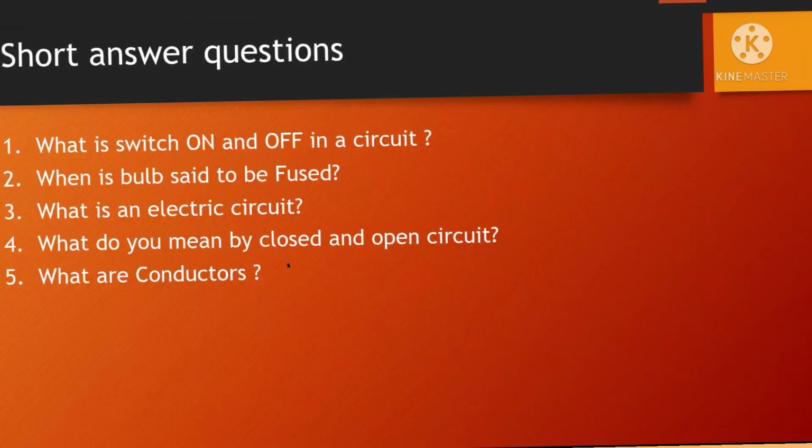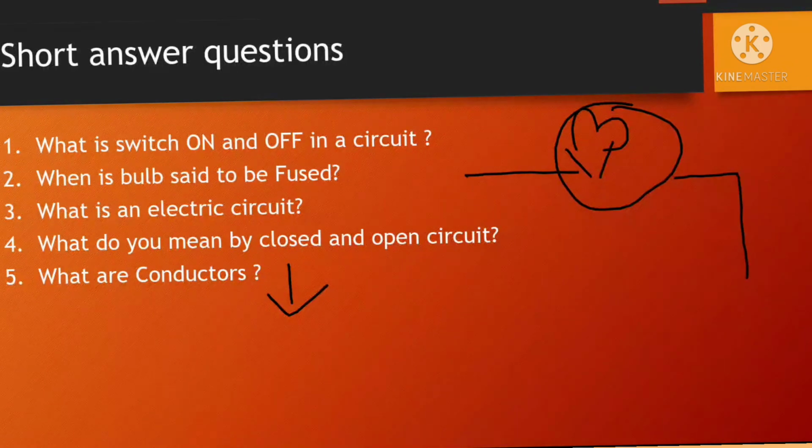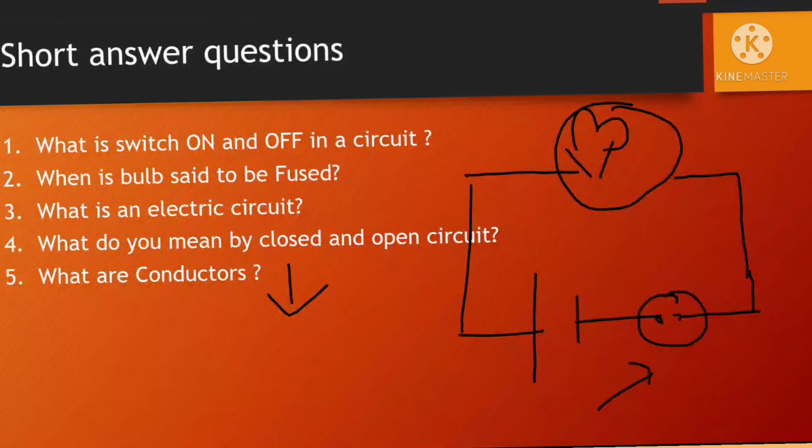So closed circuit means, closed circuit is a circuit in which there is no gap. See, in this one there is no gap. Can you see any gap? This I have made. What is this? This is switch. Switch is on. On means no gap. See, all the wiring closed. Here it is plus, here it is minus, and my bulb will glow. So this is known as closed circuit. Closed circuit is a circuit in which there is no gap in the circuit and the bulb glows.